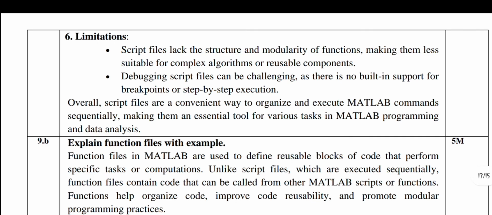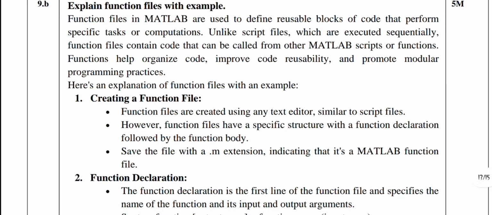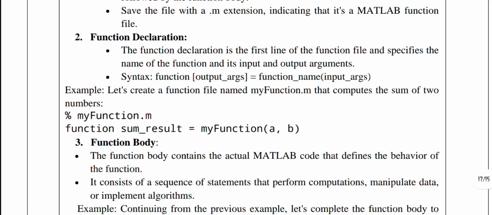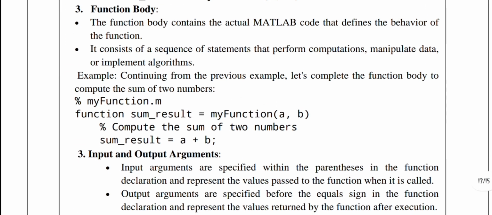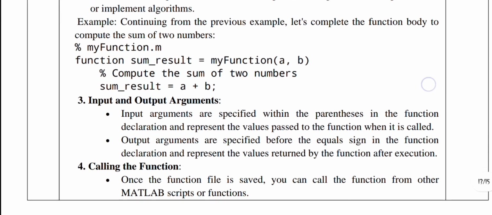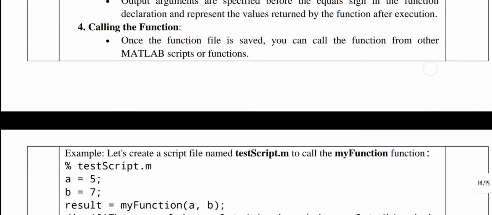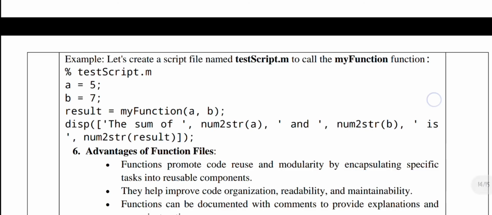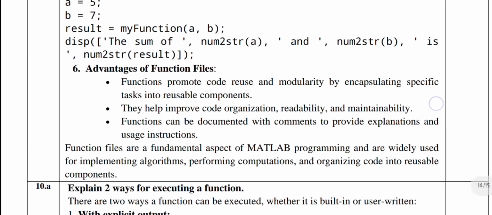9b, explain the function files with examples. So functions, creating a file, function file and function declaration and function body. And third one, input and output arguments. We are given as a 4th one and 5th one, calling the function file, and we are given the examples also. 6th one or 7th one, it is advantage of function files. We can go for the 10th question and the sub question A.